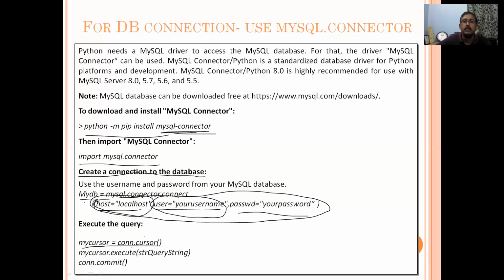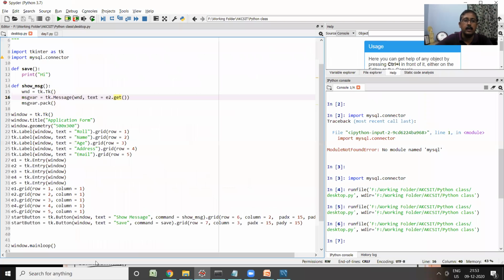Then using the con object, you have to use the con.cursor function to open the cursor, which you can use for execution. Then you can do mycursor.execute and write the query string. This is the insert query string which we are going to do. And then con.commit to commit the execution of the query. This is the simple thing that we have to do to write this code.